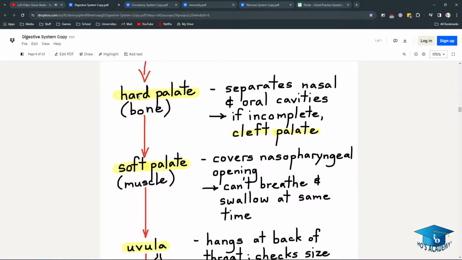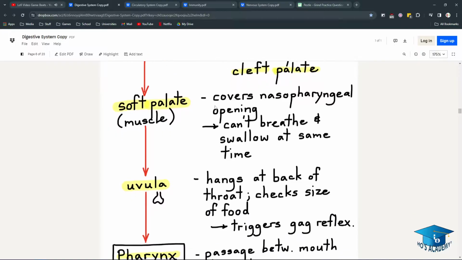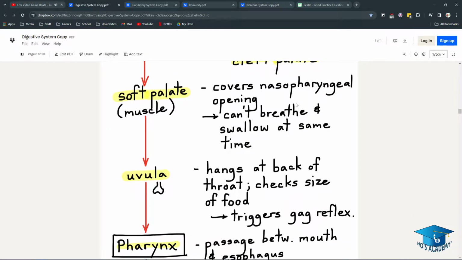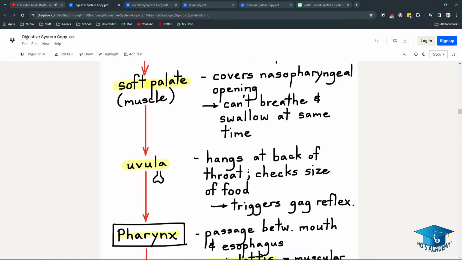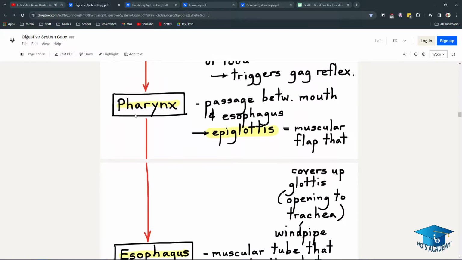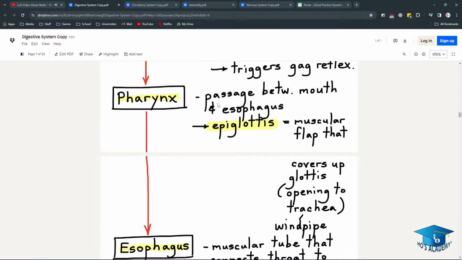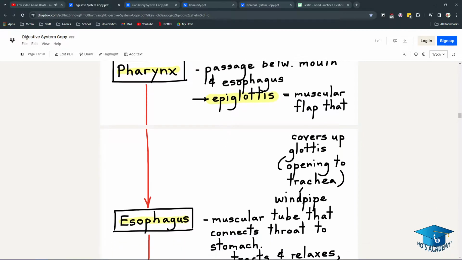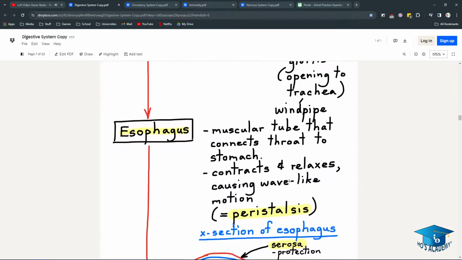There's the hard palate, which is a bone that separates the nasal and oral cavities. And if it's incomplete, there's a cleft palate. Soft palate makes sure you can't breathe and swallow at the same time so you won't choke. The uvula triggers your gag reflex. Pharynx is the passage between your mouth and esophagus. The epiglottis is a flap that covers this up.